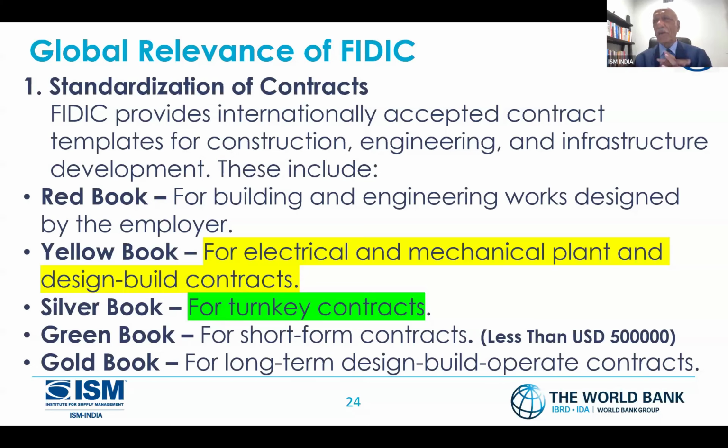The Green Book is for short-term contracts, a short form of contract, meaning less than $500,000. If the contract is less than $500,000, I'll go with the Green Book. Then I also have the Gold Book, for long-term design, build, operate contracts. You're telling somebody to design it, build it, so we call it DBO. We also call BOOTs. I'll explain a little more on those. You're giving public-private partnership projects. You may do that: you design it, you build it, and operate also, but ownership remains with the government.